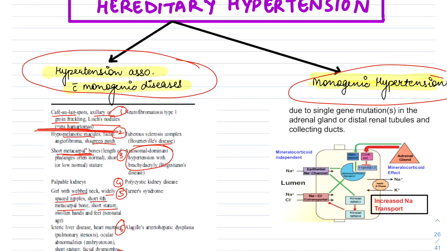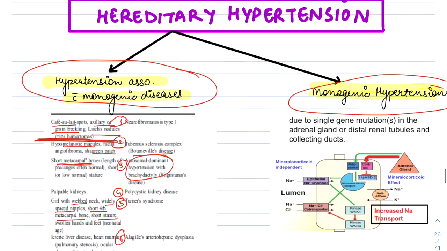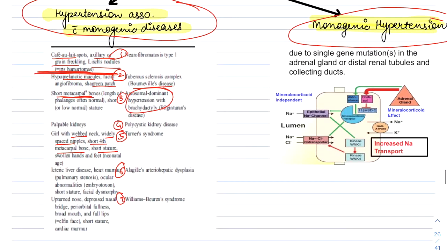The next two diseases, Alagille's arteriohepatic dysplasia and Williams-Beuren syndrome, are rare but nevertheless can show up in your entrance exams. Alagille's arteriohepatic dysplasia is associated with liver disease leading to jaundice, and also with heart disease, primarily pulmonary stenosis. There is presence of facial dysmorphism and ocular abnormalities as listed here. Williams-Beuren syndrome is associated with facial abnormalities, that is elfin faces, short stature, and cardiac abnormalities along with hypertension.